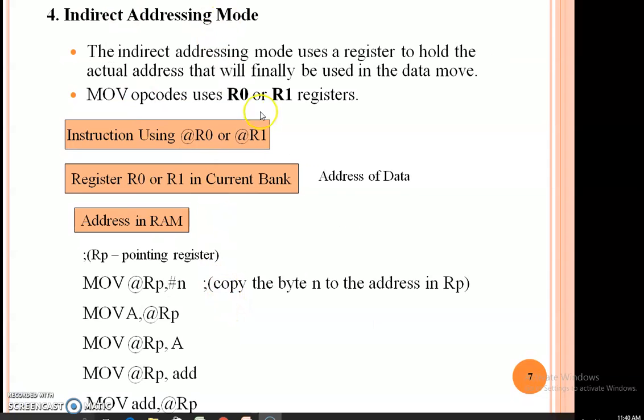And the last addressing mode is indirect addressing mode. Here we have to use @ with R0 or R1. One of the operands must be @R0 or @R1, and that R0 is accessing one memory location, and that memory location must be present within the RAM. Look at this combination. Here we have different instructions. First one is MOV @Rp, #n. #n is nothing but direct data. @Rp, where Rp means pointing register, can be R0 or R1 of the current bank. So you have to use @R0 or @R1. Other registers we cannot use.